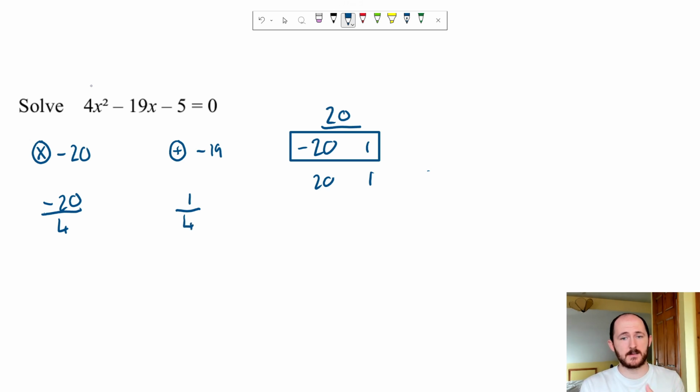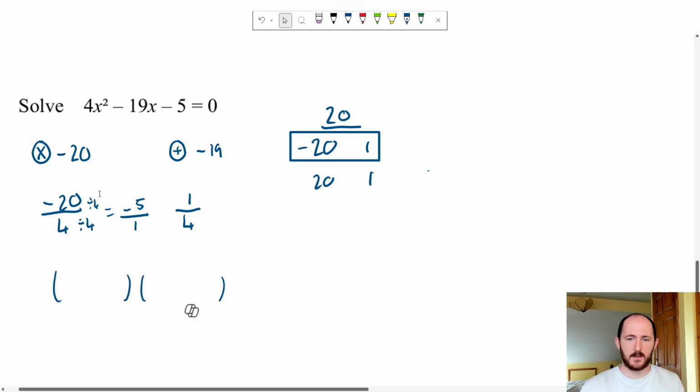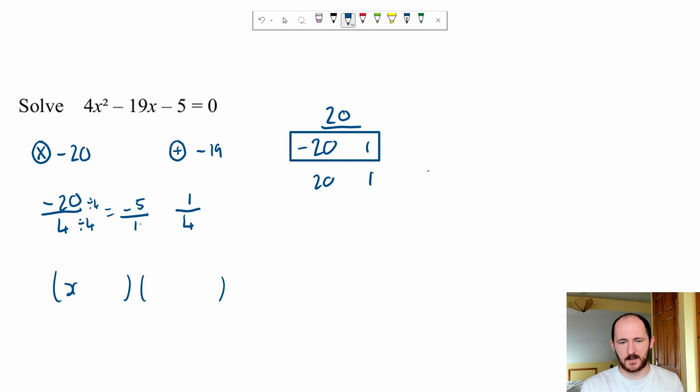Simplify if you can, so I can divide the first fraction top and bottom by 4, which gives me negative 5 over 1. And again, these represent our brackets or parentheses. The number on the bottom is the number in front of x, so I'm not going to write the 1x this time, I'm going to write it just x. The number on the top is the constant inside the bracket. Same thing over here, that'd be 4x plus 1.